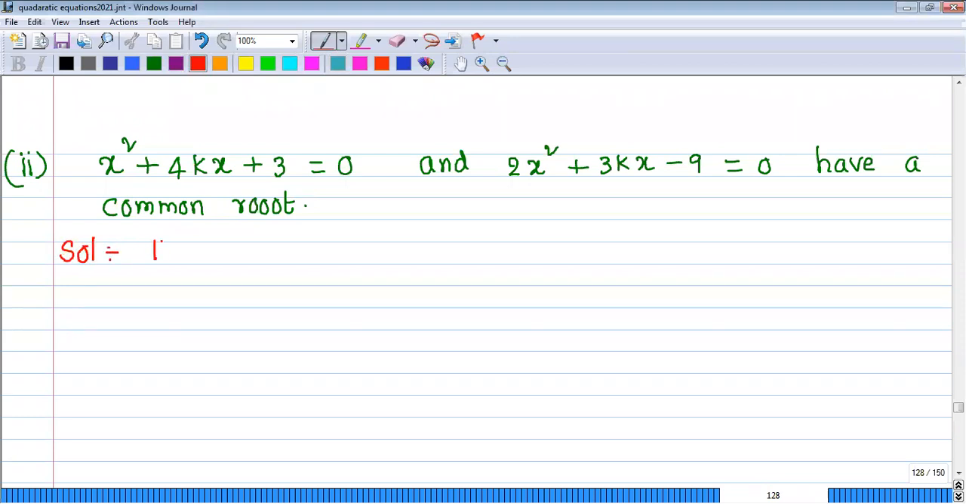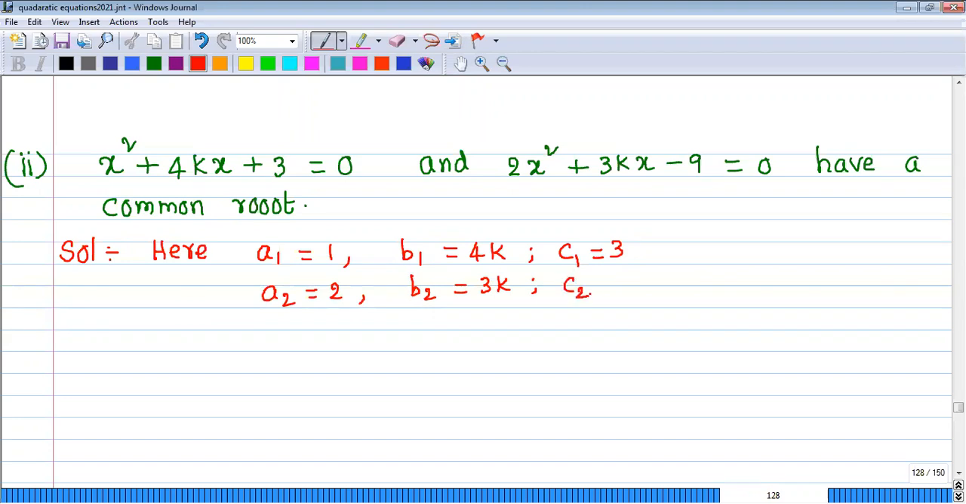First, let us compare these two equations. Here a1 equals 1, b1 equals 4k, c1 equals 3, a2 equals 2, b2 equals 3k, next c2 is equal to -9. Since they have a common root.